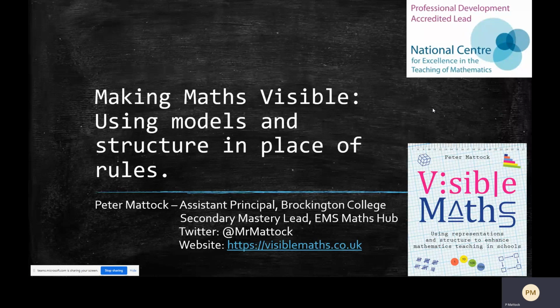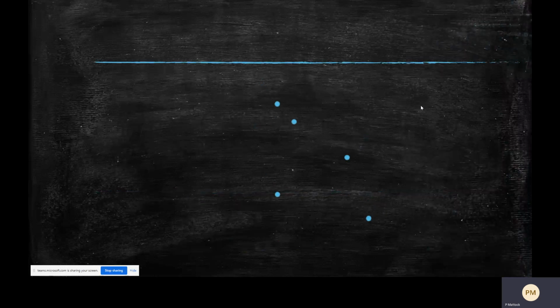So we're going to talk about models and structure. This is potentially the view of mathematics that some learners will get as they progress through the maths curriculum. You see different ideas coming back and forth, but seemingly these dots are just all over the place, and this can be quite disconcerting for learners.